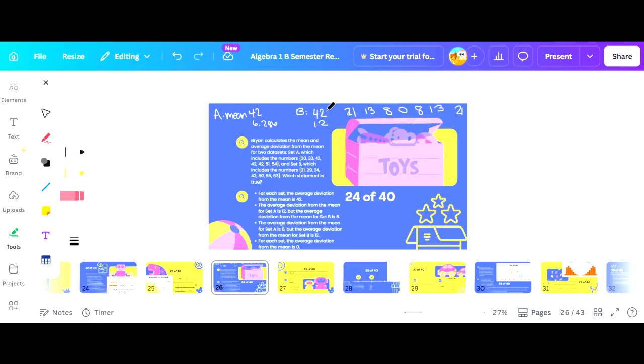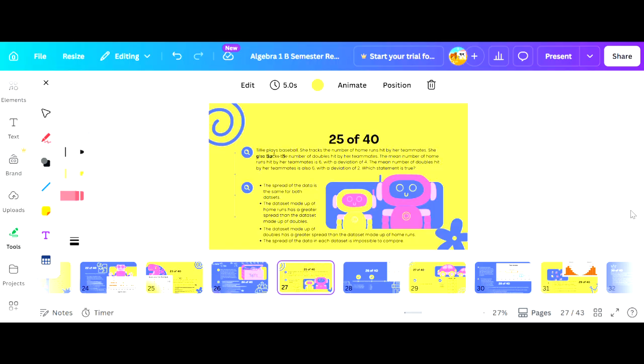So let's look and figure this out. For each set, the mean is 42. The average deviation from the mean for set A is 6, yeah, but the average deviation from the mean for set B is 12. That would be a correct statement. For each set, the average deviation from the mean is 0? There's your answer. Yay. Number 25.